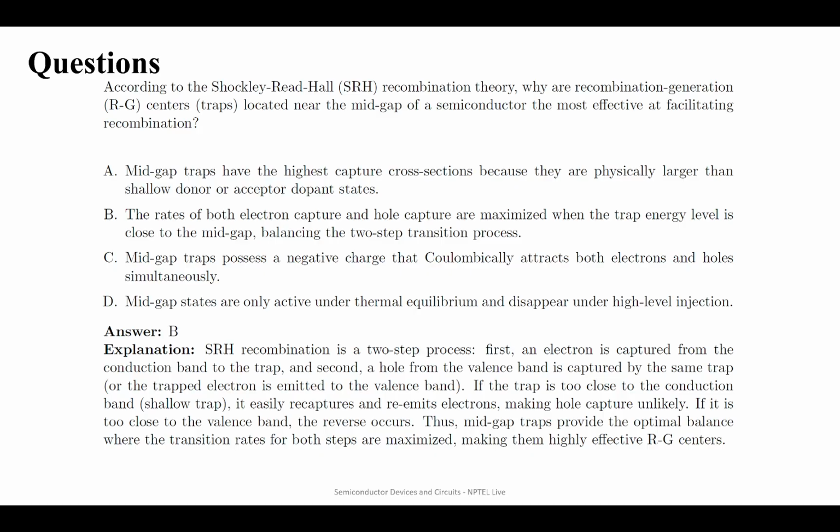If the trap is too close to the conduction band, it easily recaptures and re-emits electrons, making hole capture unlikely. If it is too close to the valence band, the reverse occurs. Thus, mid-gap traps provide the optimal balance where the transition rates for both steps are maximized, making them highly effective RG centers.